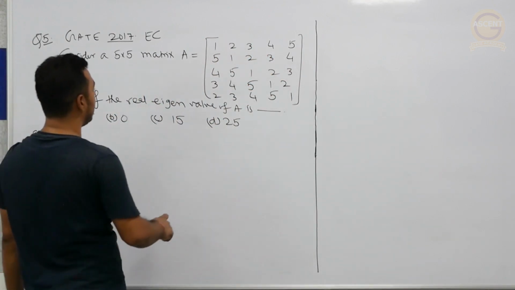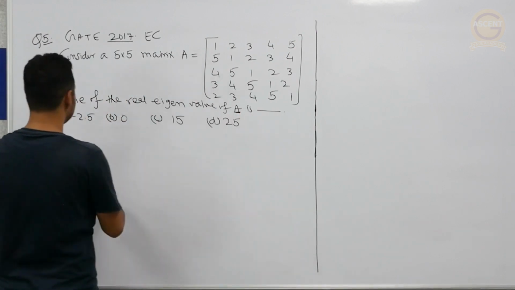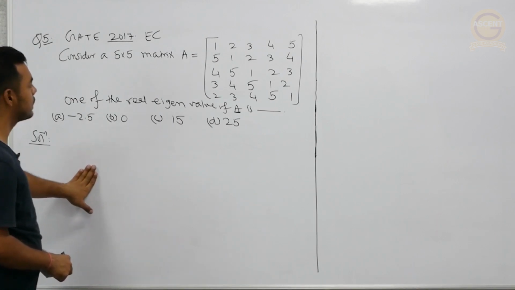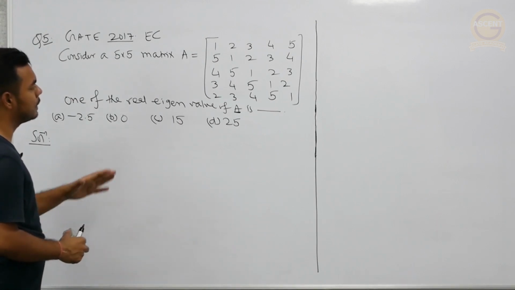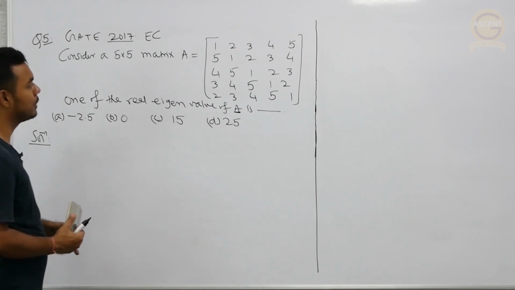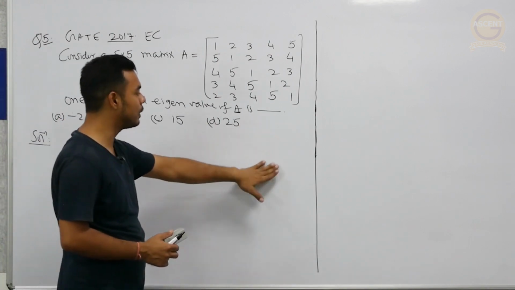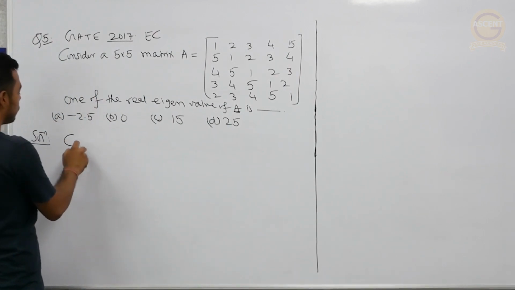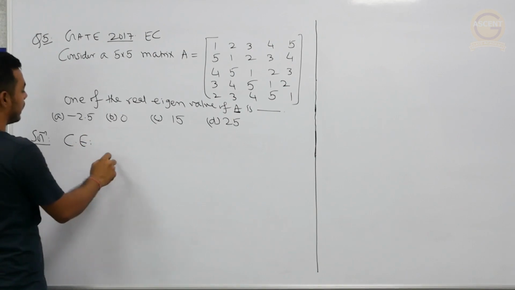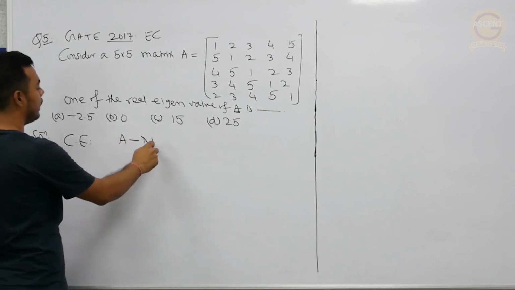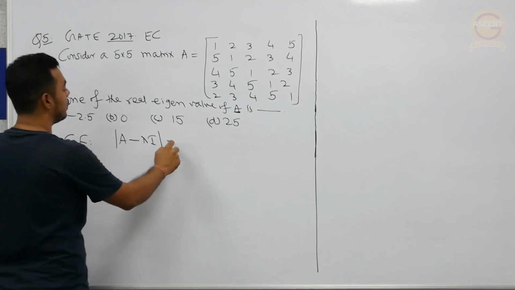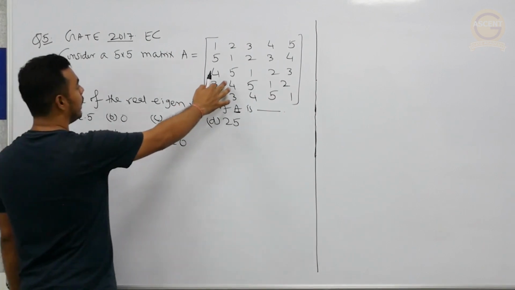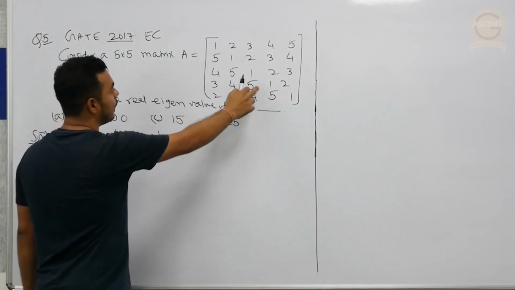Now one of the real eigenvalues of this matrix A is, 4 options are given, and we have to find which one is correct. Now see, this is a very interesting problem. We'll discuss this problem in detail, and from this problem we will also derive one very important formula. So in order to find eigenvalues, basically we have to solve the characteristic equation. Now this characteristic equation is nothing but the determinant of A minus lambda I equals 0. So here our characteristic equation will be, this is our matrix A, and we have to subtract lambda from all the diagonal elements.